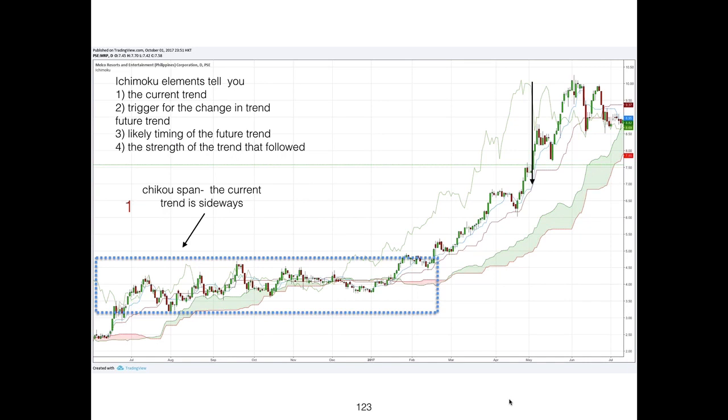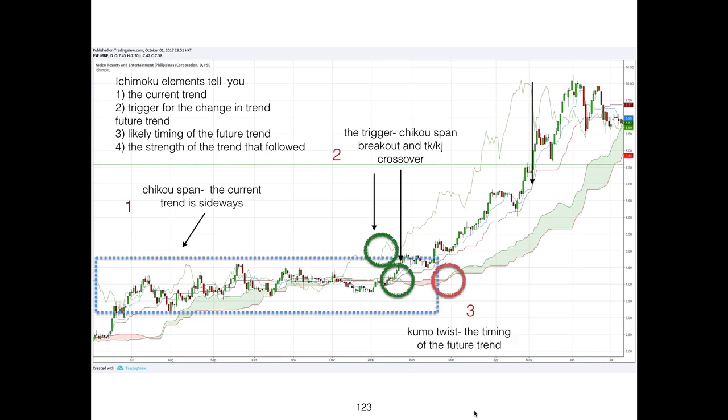The Chikou Span told you that it is in a range because it is trending below prices and only broke out when Chikou Span made higher highs. It also tells you the trigger for the change in trend, which is a break above the Chikou Span resistance, and the likely timing of the future trend. So the trigger is the Chikou Span breakout and the Tenkan-sen Kijun-sen crossover. The timing was shown to you by the Kumo.